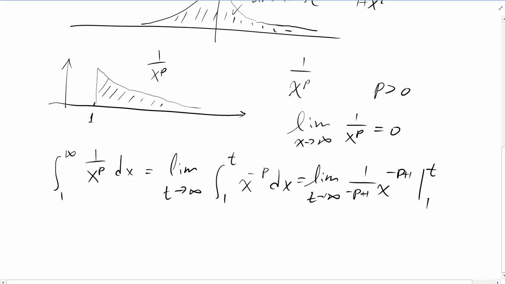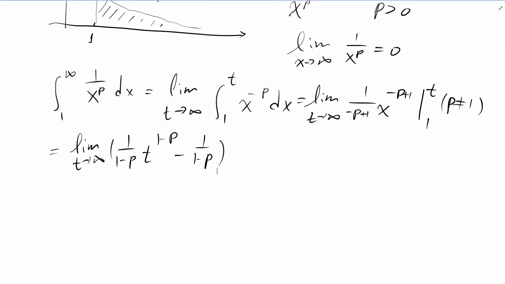Now, here we must separate the cases, because p cannot be equal to 1. Otherwise, we have a 0 in the denominator. So after you plug it in, we have the limit as t approaches infinity. Plug in t, so we have 1 over 1 minus p times t to the 1 minus p, and then minus 1 over 1 minus p. So that's what we have.